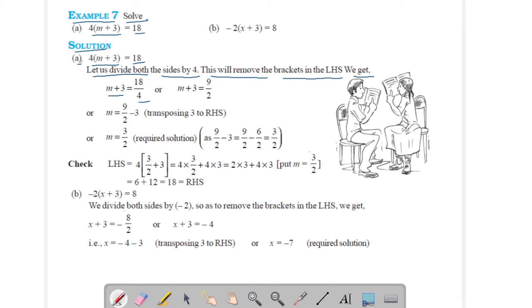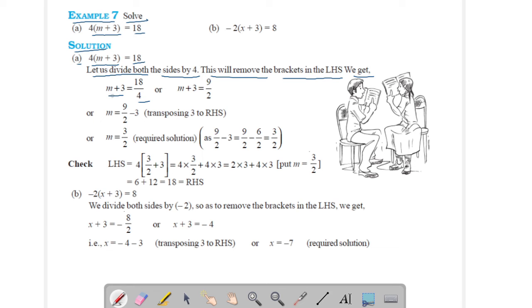That is, if any term is multiplied with a variable and if you want to remove it, then when we bring this term on right hand side, it will be divided. If it is multiplied on left hand side, it will be divided on right hand side. And if it is divided on left hand side, it will be multiplied on right hand side.